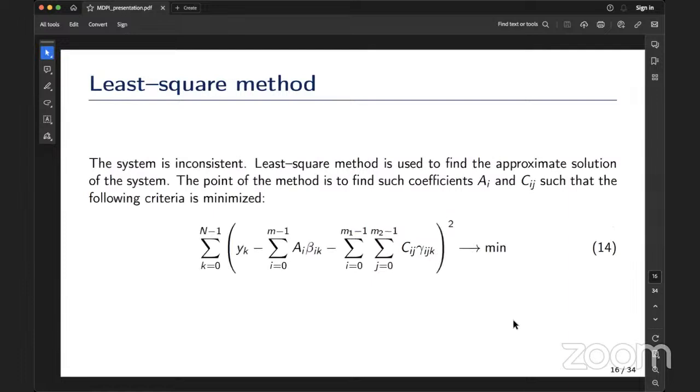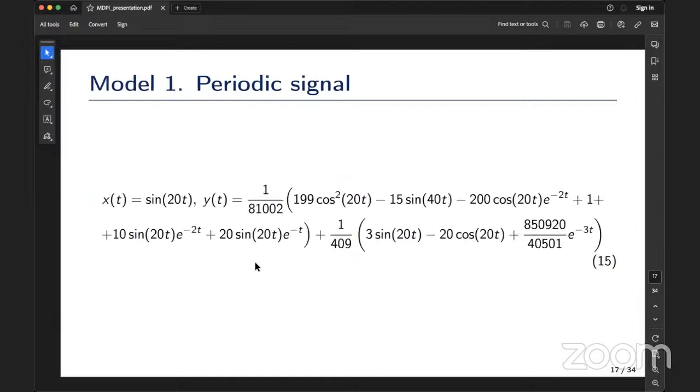Now let's focus on the application of the least squares method. Because this system is inconsistent, the least squares method can be employed to find an approximate solution. This is again the traditional way; that's how electrical and telecom engineers normally identify the transfer function in their applications. From this point, we need to find the coefficients a_i and c_ij so that the following criterion is satisfied. This is a conventional way, everybody knows. And we compared these two approaches.